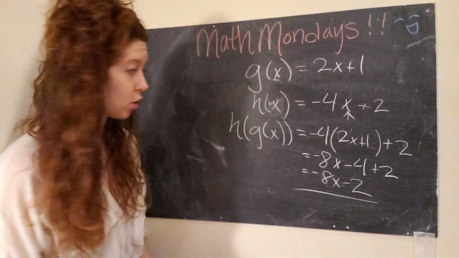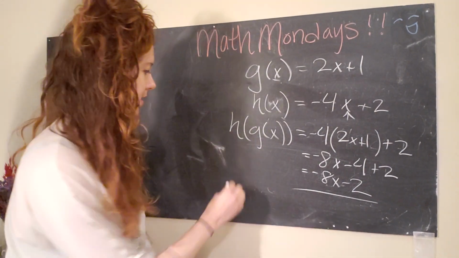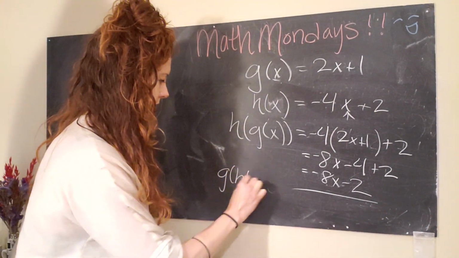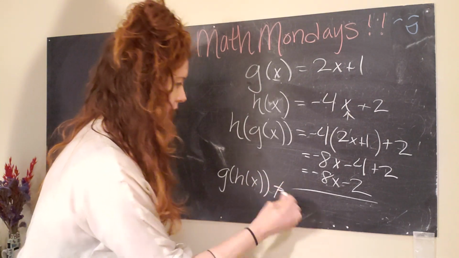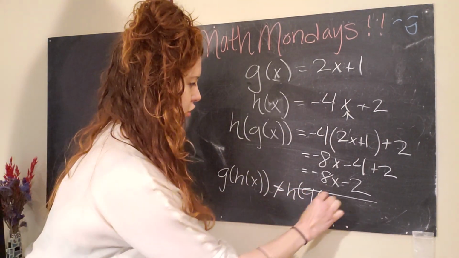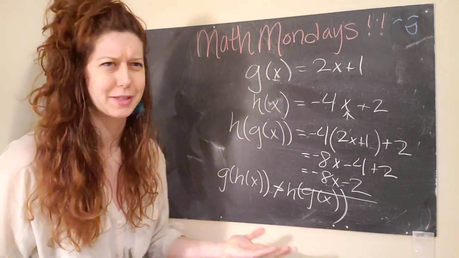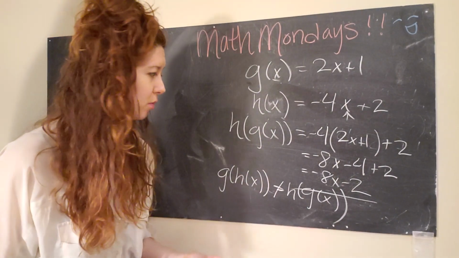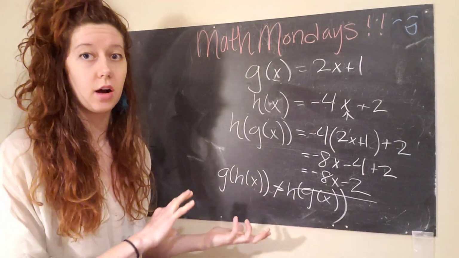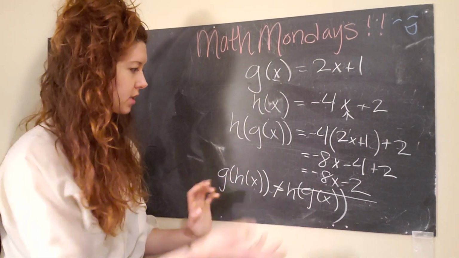So what I want you to know here is that g of h of x does not equal h of g of x in general. If they happen to be the same function, then maybe they would be equal. But in general, it is not commutative.